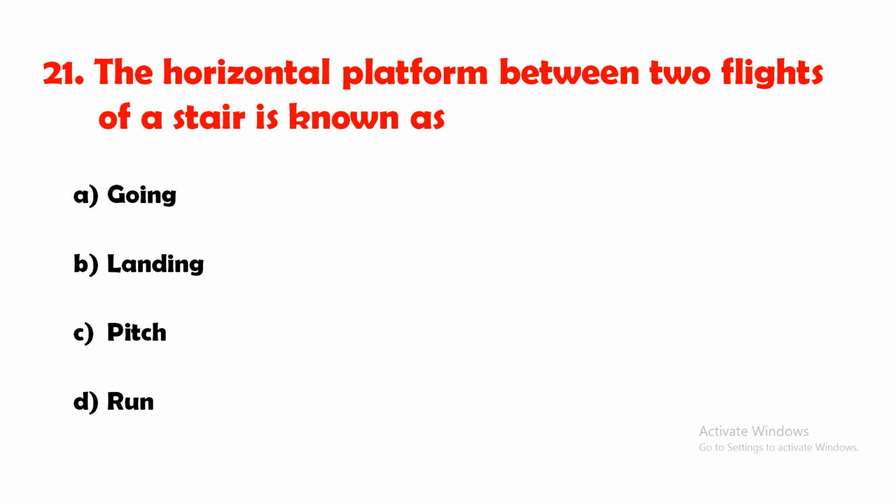The horizontal platform between two flights of a stair is known as going, landing, pitch, run. The horizontal platform between two flights of a stair is known as landing.